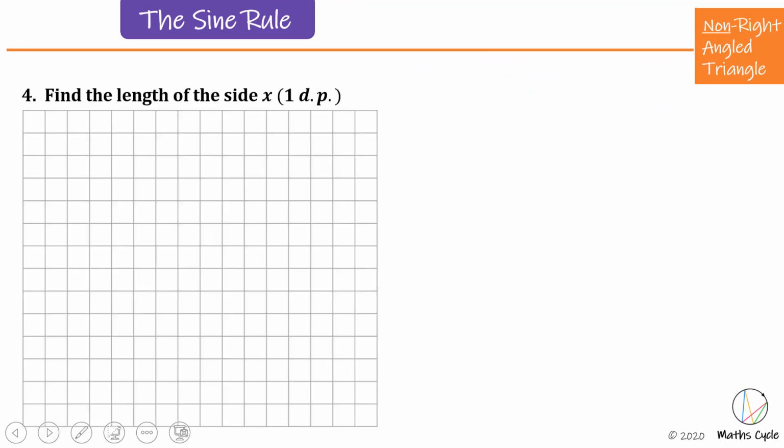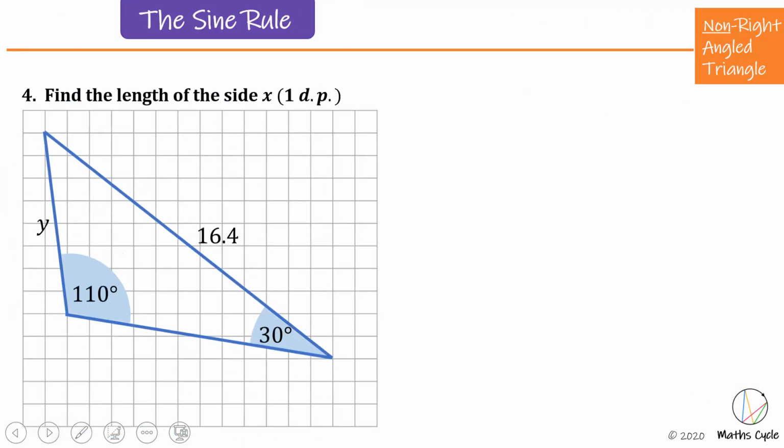Now example number 4. Find the length of the side X, correct to 1 decimal place. So why don't you pause and give this a go yourself? Okay, so let's answer it. So first thing, your checklist, is this a right angle triangle? No, it's not. So the first thing you do then is check, are there two pairs of opposites so you can use the sine rule.